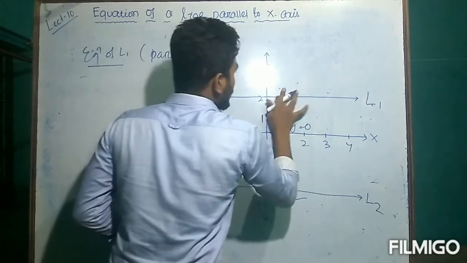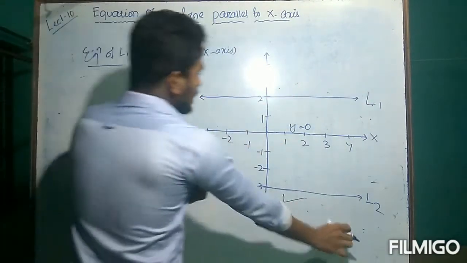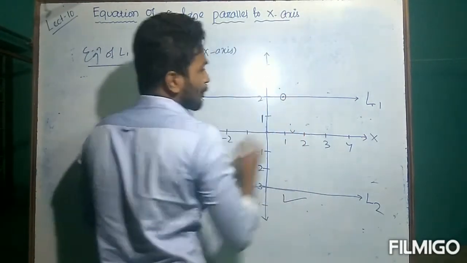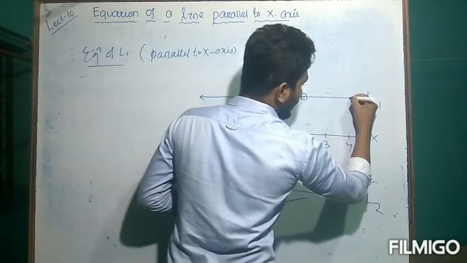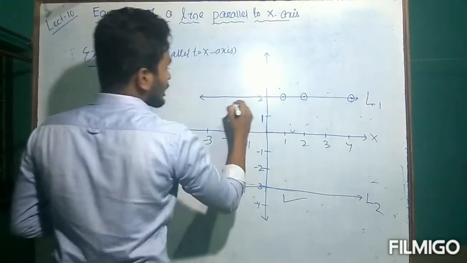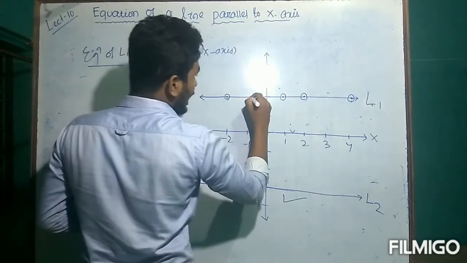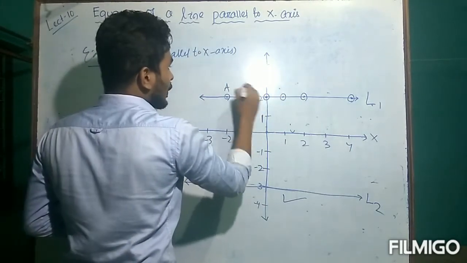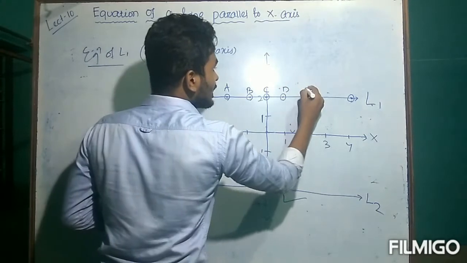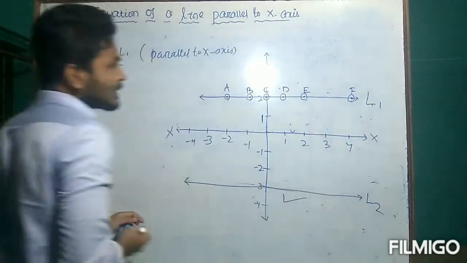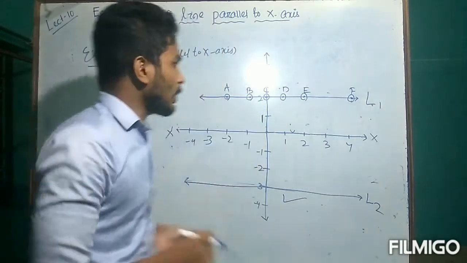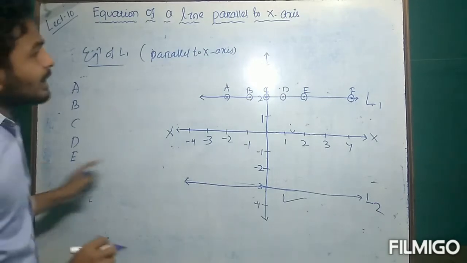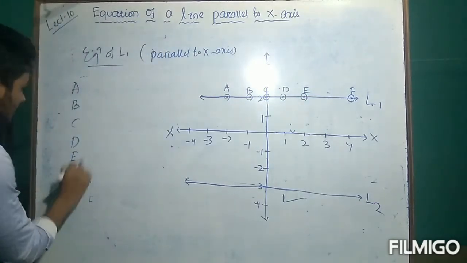Okay, so for this let us locate some points on this line L1. Suppose I am taking some points on the line L1 here, here and here also. You can take a point like here also. Suppose these are the points A, B, C, D, E and F. So I represented 6 points on the line L1. What are the points? The points are A, B, C, D, E and F.